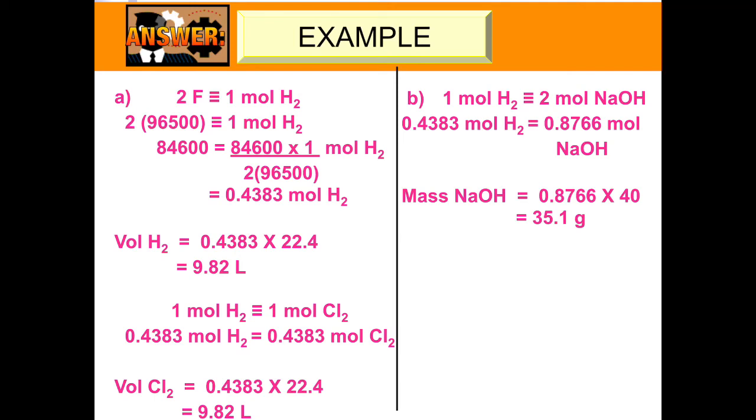Last, we want to find out the mass of NaOH. From the equation given, 1 mole of hydrogen gas is equivalent to 2 moles of NaOH. Hence, 0.4383 mole of hydrogen gas is equal to 0.8766 mole of NaOH. We convert the number of moles into mass by multiplying with the molar mass, which is 40, and we will get the mass as 35.1 grams.